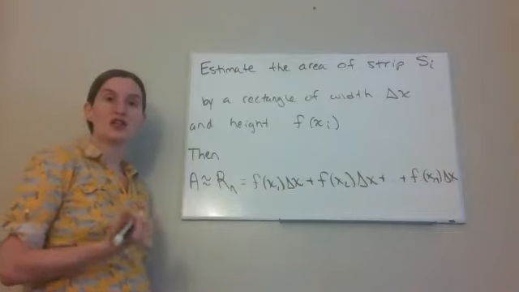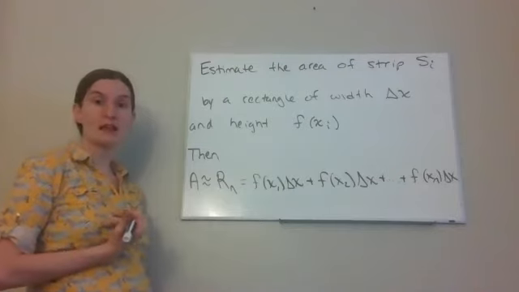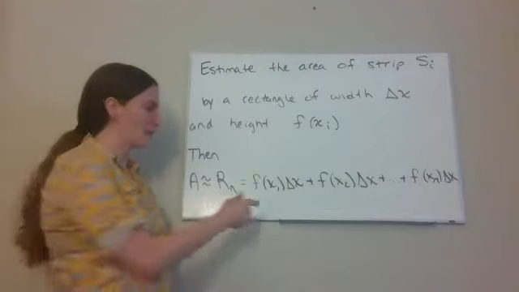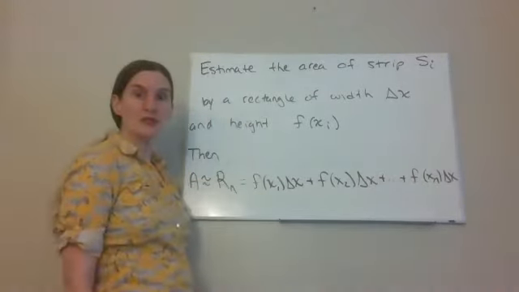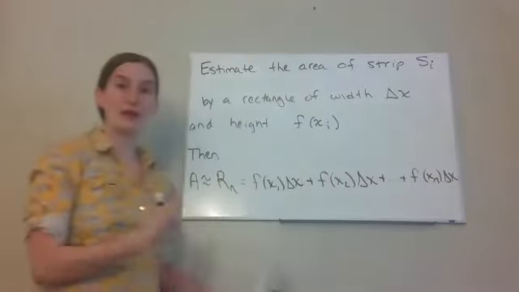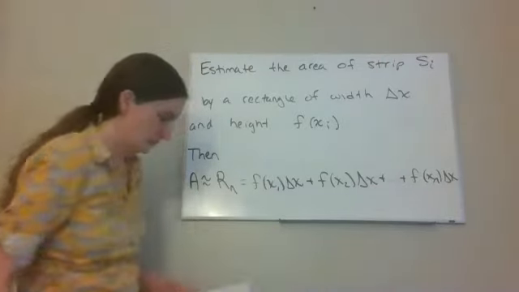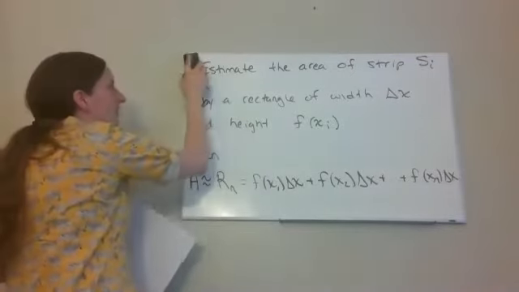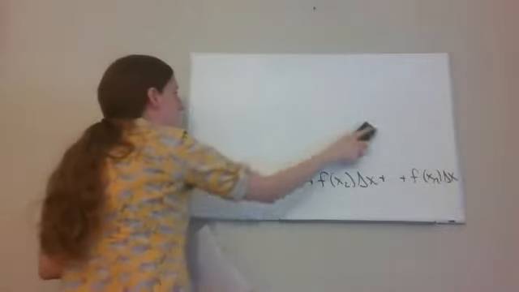It's just being done generically now. Rather than just having 4 strips and 4 rectangles, I'm using a generic number n. But regardless, I'm getting the height of the rectangles by plugging the right endpoint into my function, and the width of the rectangles is the width of that strip. And now we are ready for the exact definition of the area under a curve.